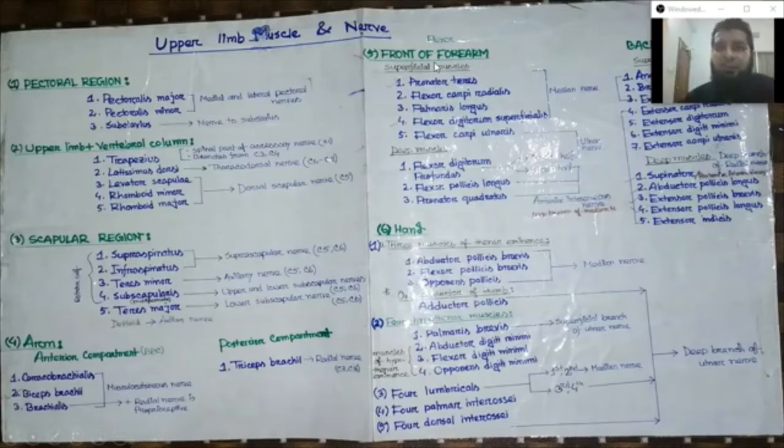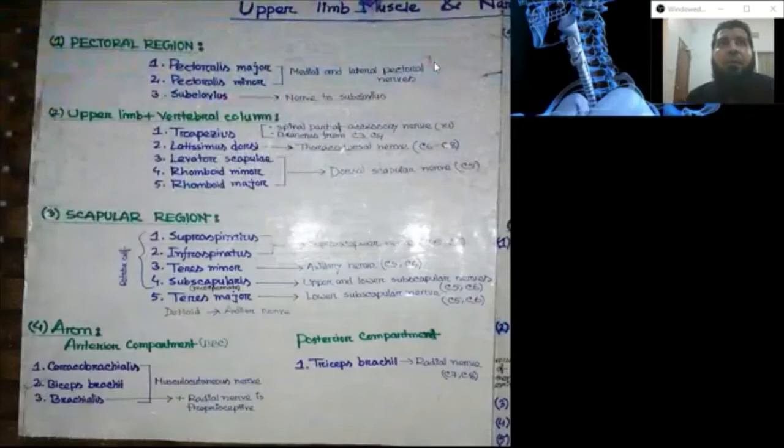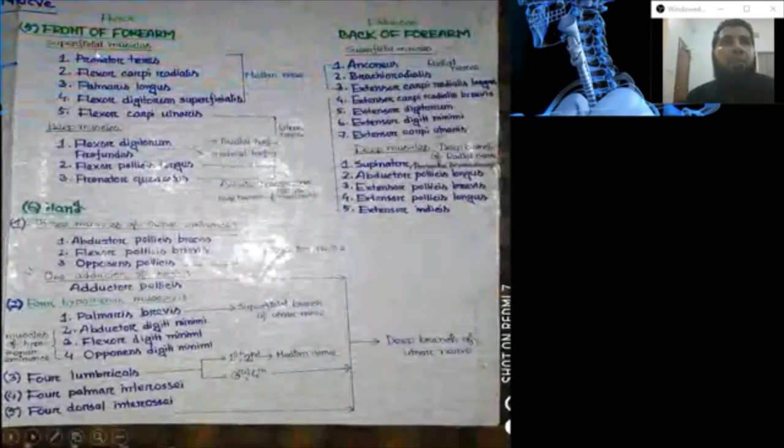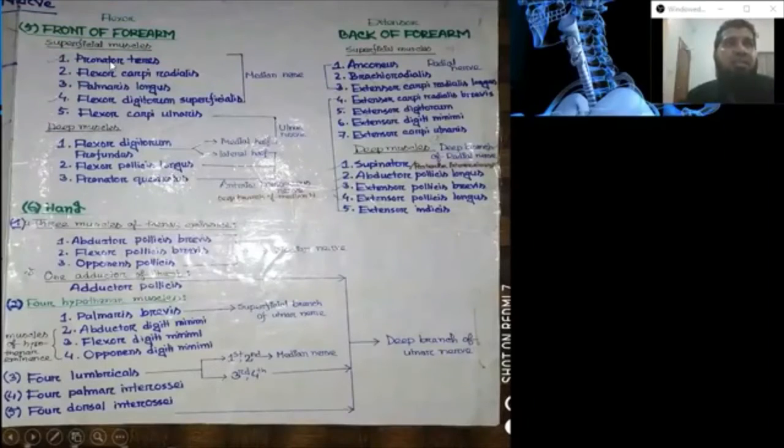So here, about the front of the forearm, there are 5 superficial muscles. From lateral to medial, these are pronator teres, flexor carpi radialis, palmaris longus, flexor digitorum superficialis, and flexor carpi ulnaris. Except flexor carpi ulnaris, all the muscles are supplied by the median nerve, and flexor carpi ulnaris, as the name suggests, is supplied by the ulnar nerve. The median nerve comes from two roots of the brachial plexus, both the lateral cord and the medial cord.